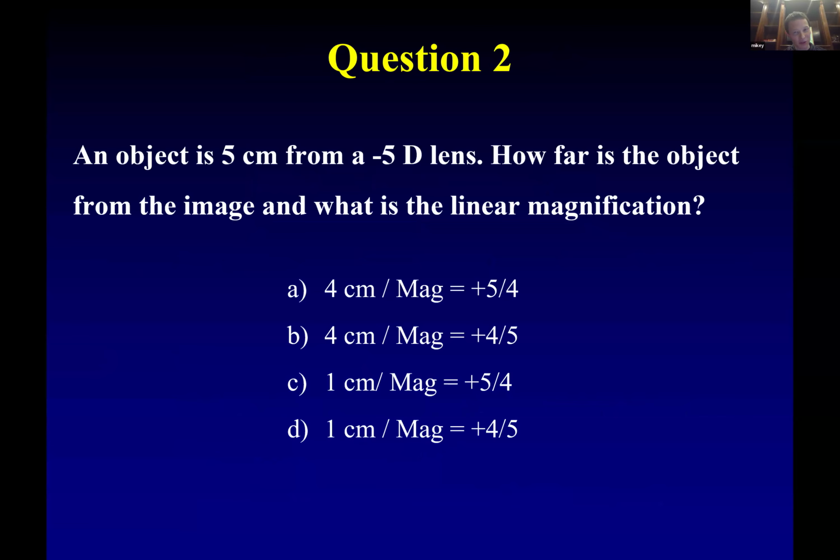Okay, so with that in mind, let's try another one. Question 2. An object is 5 centimeters from a -5 diopter lens. How far is the object from the image, and what is the linear magnification? I'm going to give you another minute or so to do this.